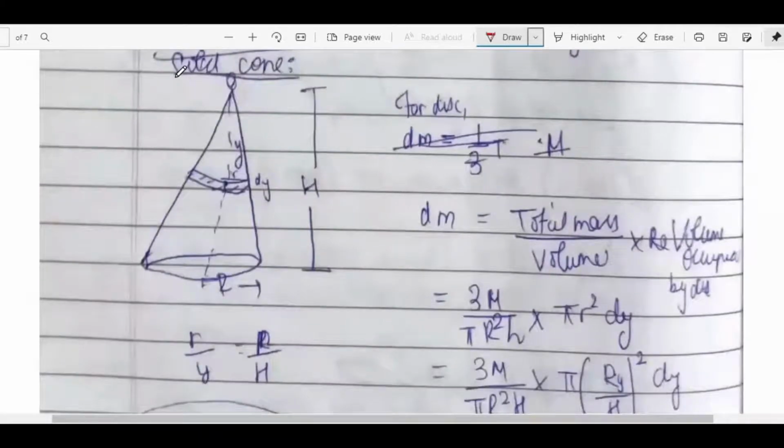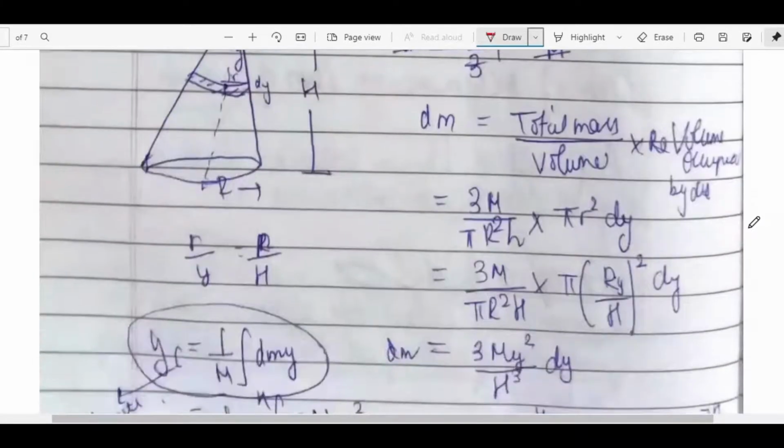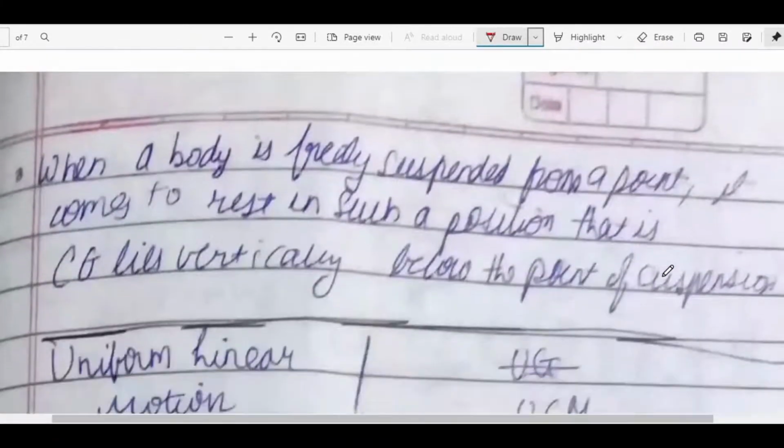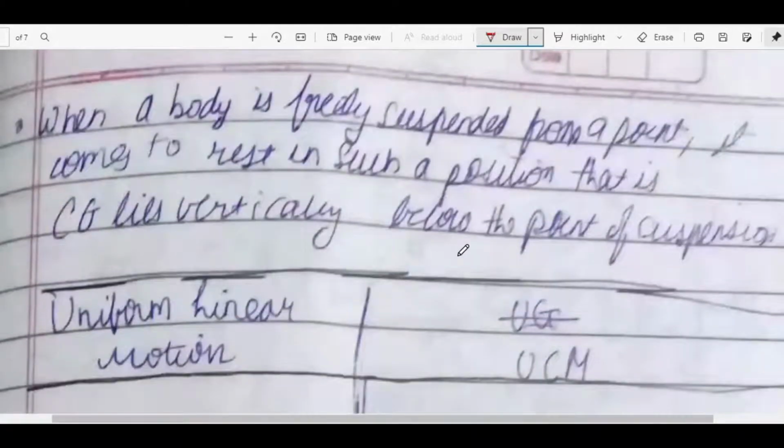If you're interested to know why the center of gravity is h upon 4 from the base, then you would see this. It uses derivatives and calculus, so you should know it. When a body is freely suspended from a point, it comes to rest in such a position that its center of gravity lies vertically below the point of suspension.